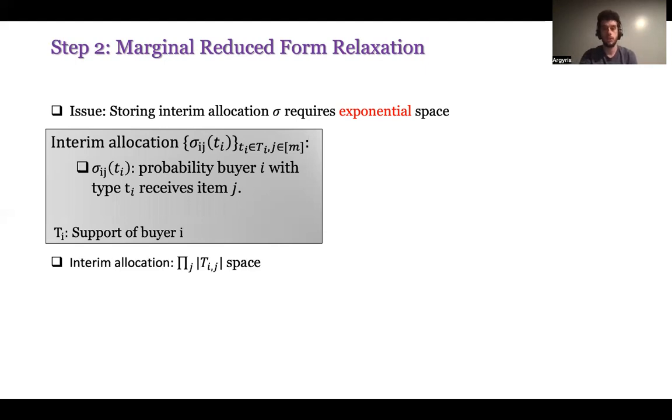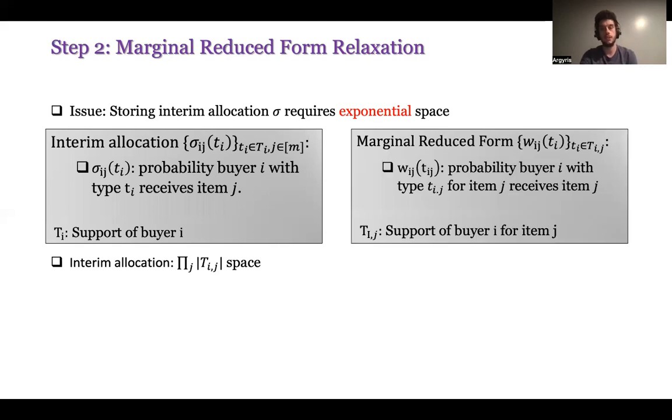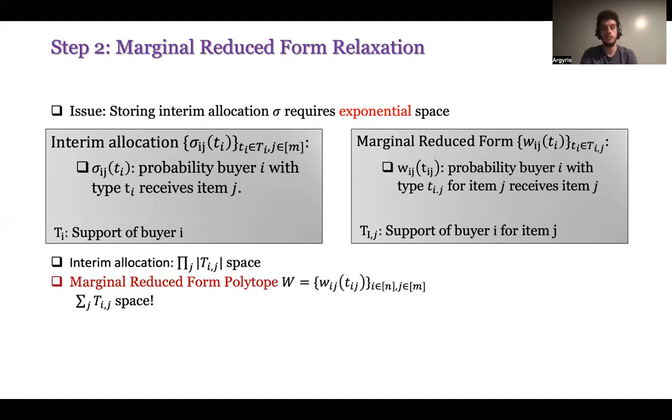To overcome this obstacle, for each buyer i, item j, and type t_ij that the buyer has for item j, we introduce the marginal reduced form representation, which is equal to the marginal probability that buyer i has type t_ij for item j and receives that item. We define as the joint marginal reduced form polytope a set of marginal reduced form variables realized by some mechanism. One important property of the marginal reduced form is that it requires space proportional to the sum of the supports of buyers for the items.